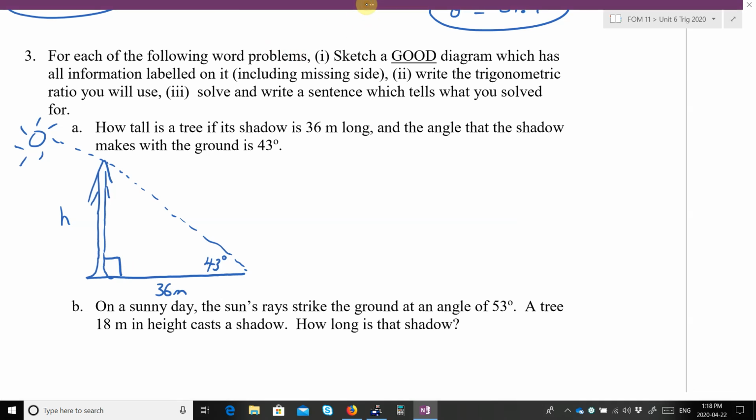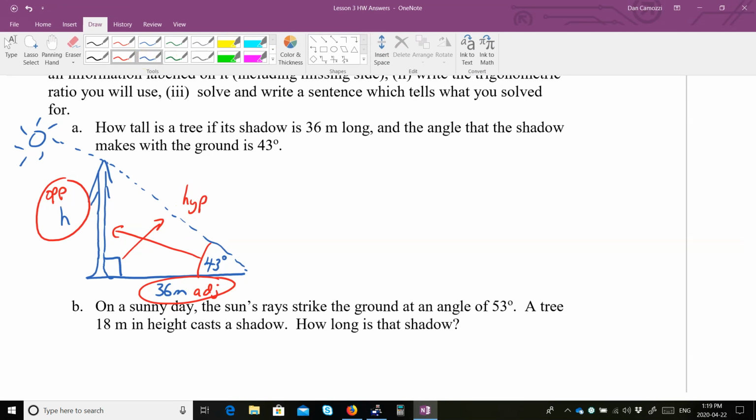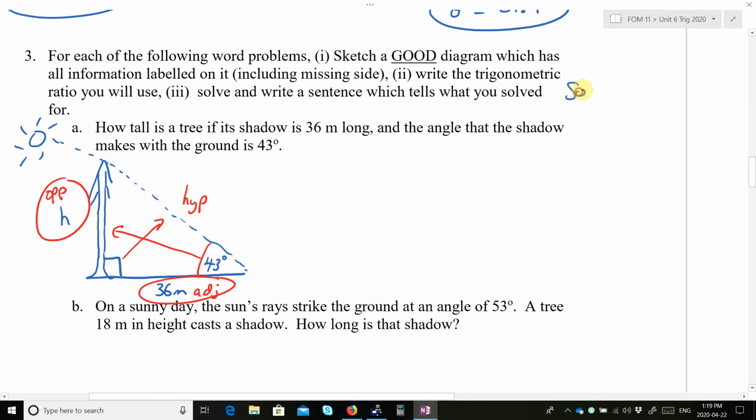And now we can label the triangle. We have this angle, so straight across, this is the opposite side. Across from the 90 is the hypotenuse, and this is adjacent. Okay, so we want to find the opposite side h, and we have the adjacent. So which ratio deals with opposite and adjacent? Remember SOHCAHTOA. Opposite and adjacent comes from tan. So we would go tan of 43 degrees is equal to the opposite side h, the height of the tree, divided by 36 meters, the length of the shadow.